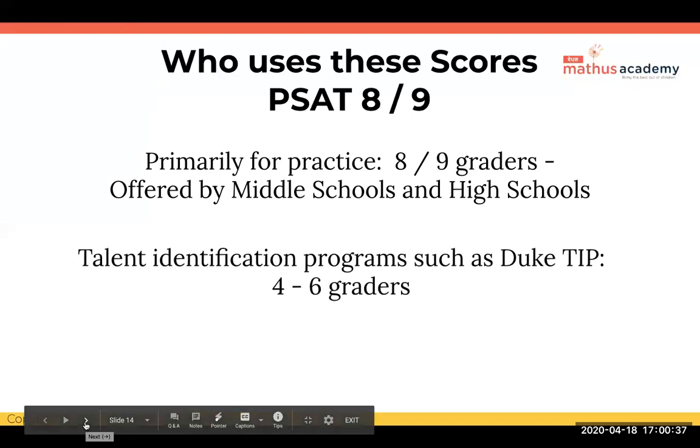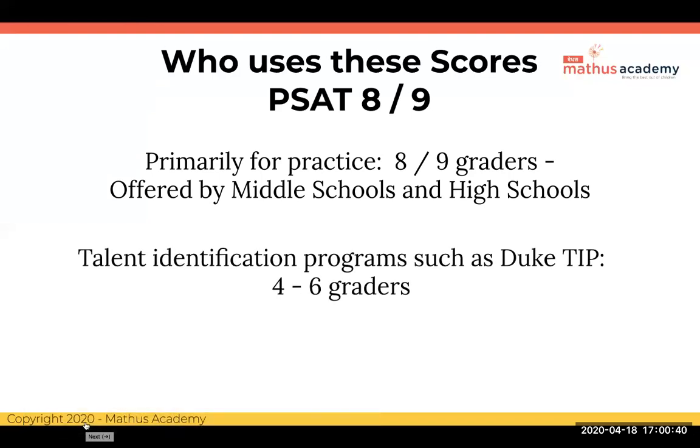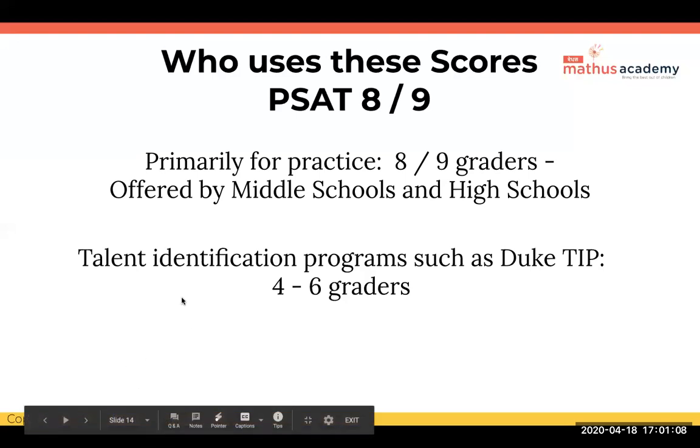There are two others. One is the talent identification programs such as Duke TIP. They give it to 4th to 6th graders as an above-grade test. Technically it is 4th to 6th graders. For 4th graders, it's probably a little bit harder. I've seen more 5th and 6th graders than 4th graders, but it is allowed for very advanced 4th graders as well. They can take PSAT 8-9 for Duke TIP qualification.